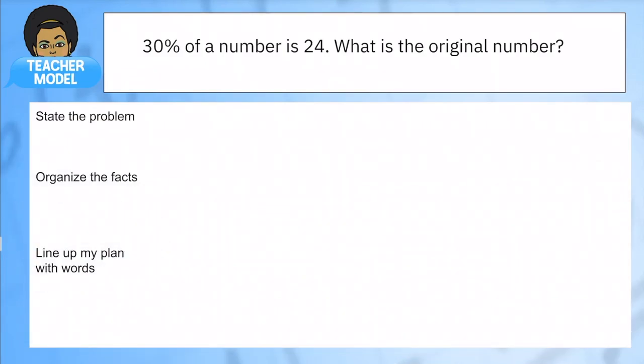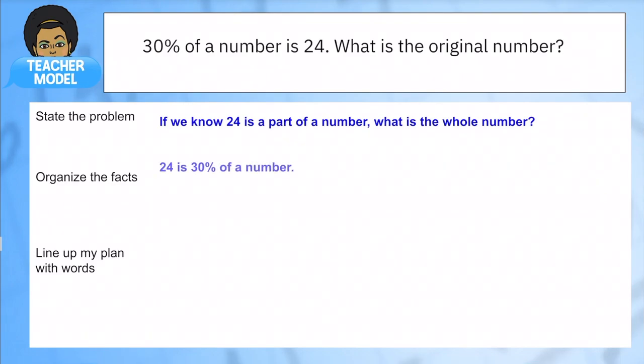Our second problem is another part to whole relationship. In this case, it's a little different. So let's read the problem in context. 30% of a number is 24. That matters. That 30% is 24. So what is the original number? If we know 24 is part of the number, we really want to know what's the whole number.